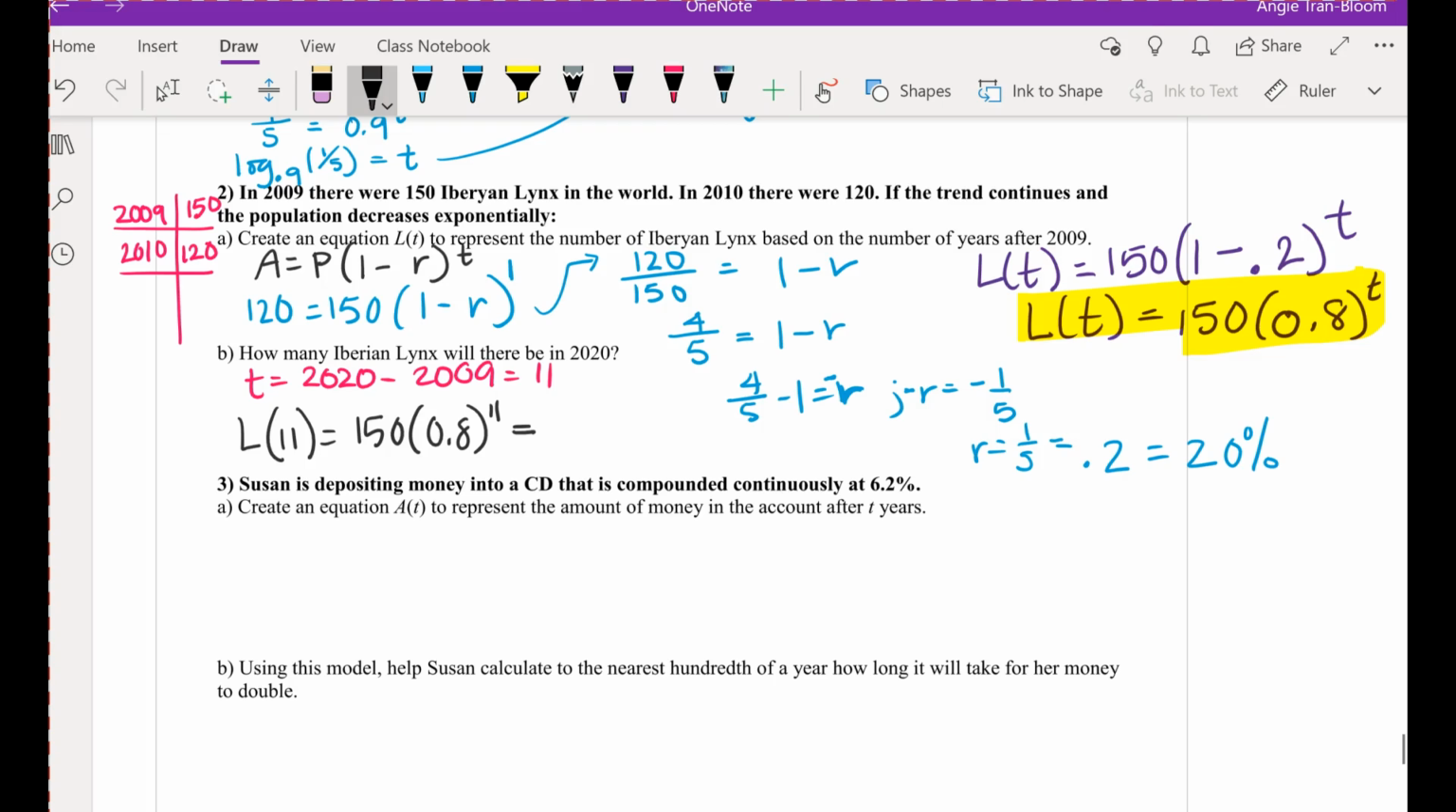Bust out your calculator, punch it in. Do we punch in 150 times 0.8 first? No. Make sure you do not do that. Once you have an answer, can you show your partner the calculator? Make sure you round it correctly, please.